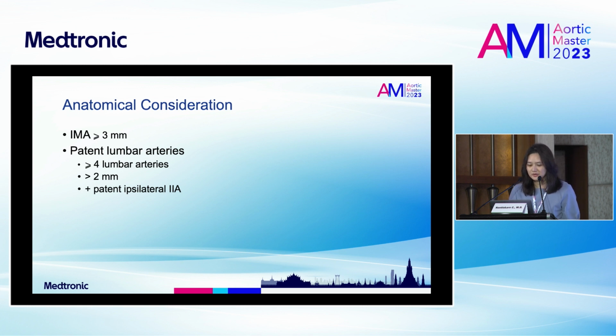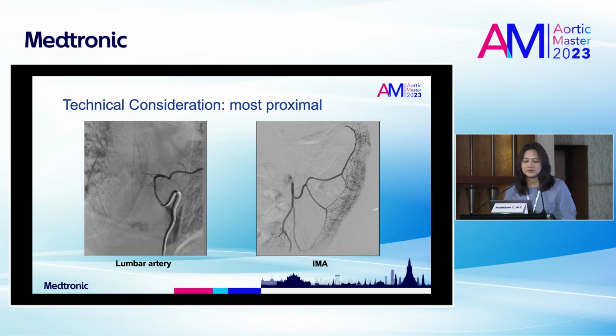When you think about side branch embolization, you need to consider the anatomy at risk. It is suggested for an IMA of size more than 3 millimeters, patent lumbar arteries of more than 4 branches, or of size more than 2 millimeters, with or without patent ipsilateral internal iliac arteries. For the technique, the safe area for embolization is the most proximal segment of the arterial branch.